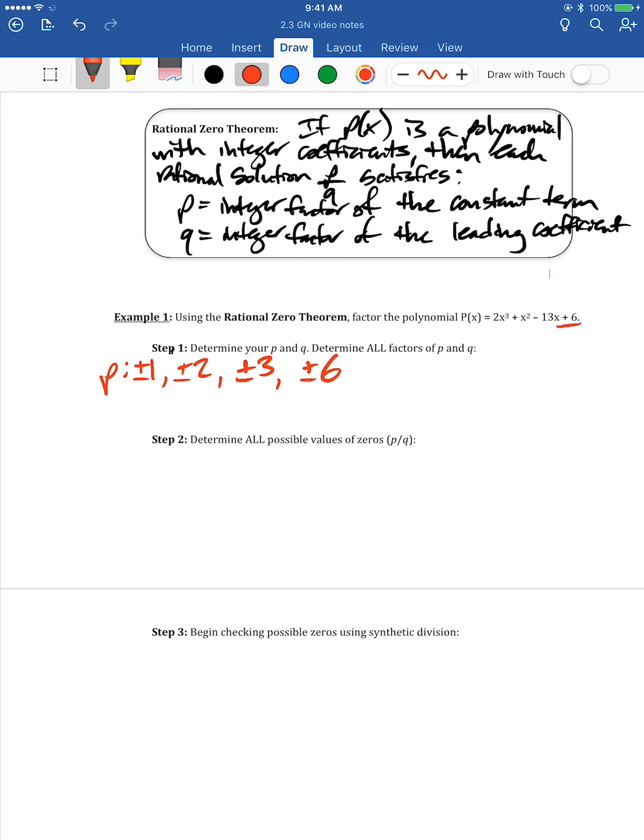Next, we need q, and for that we need to look at our leading coefficient. So in this case, our leading coefficient is positive 2. Q is going to be every integer factor of positive 2. So we could have positive 1 times positive 2 is positive 2. We could have negative 1 and negative 2. So those are all of my p's and q's.